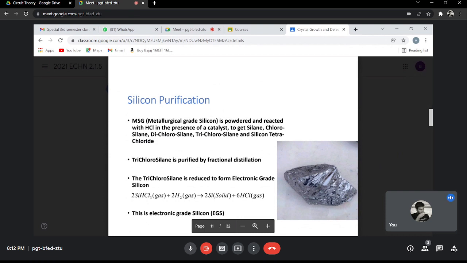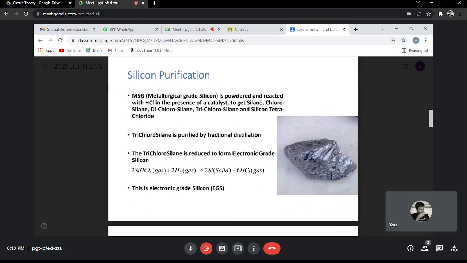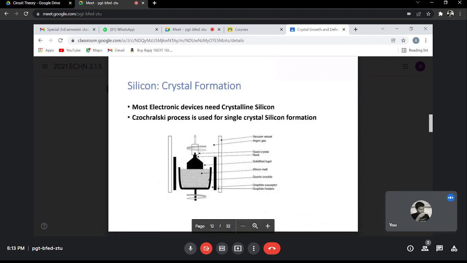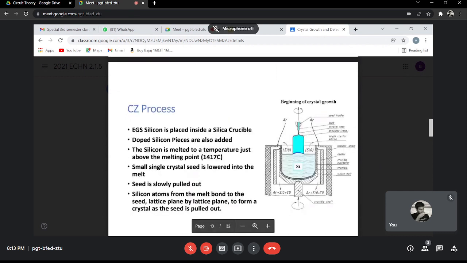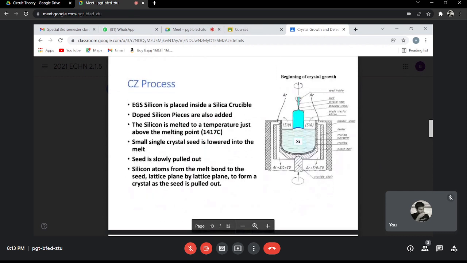But of course, if you see this lump, can you see this lump? That is obviously not a single crystal. It's a polycrystalline material. So the next step is to convert this into a single crystal. And the way to do that is something called the Czochralski process. It's mentioned right here. And what it is, it's very simple. Let's look at it here.